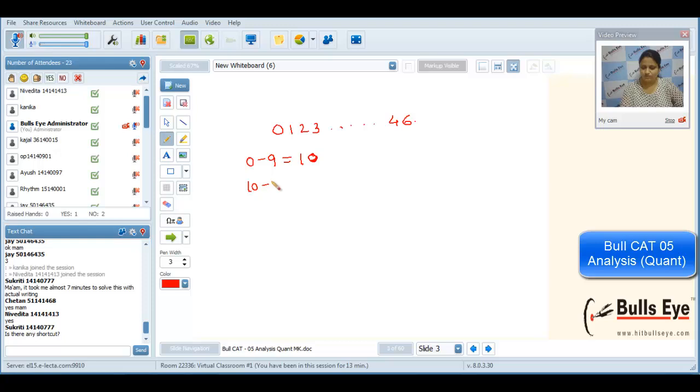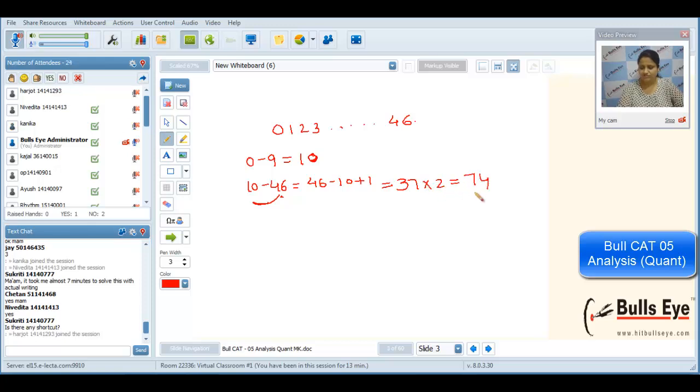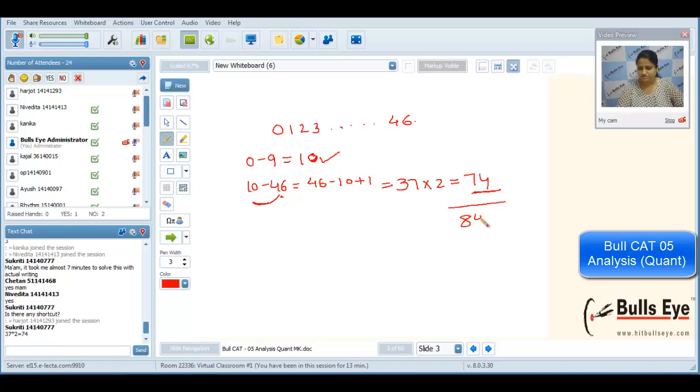Then we have 10 to 46. How many numbers from 10 to 46? They are 46 minus 10 plus 1, so 37 numbers. Each number has 2 digits. That's why in total there are 74 digits. So 74 digits here, 10 digits from before. So it will be 84 digits. In this 0 to 46 thing, we have in total 84 digits.